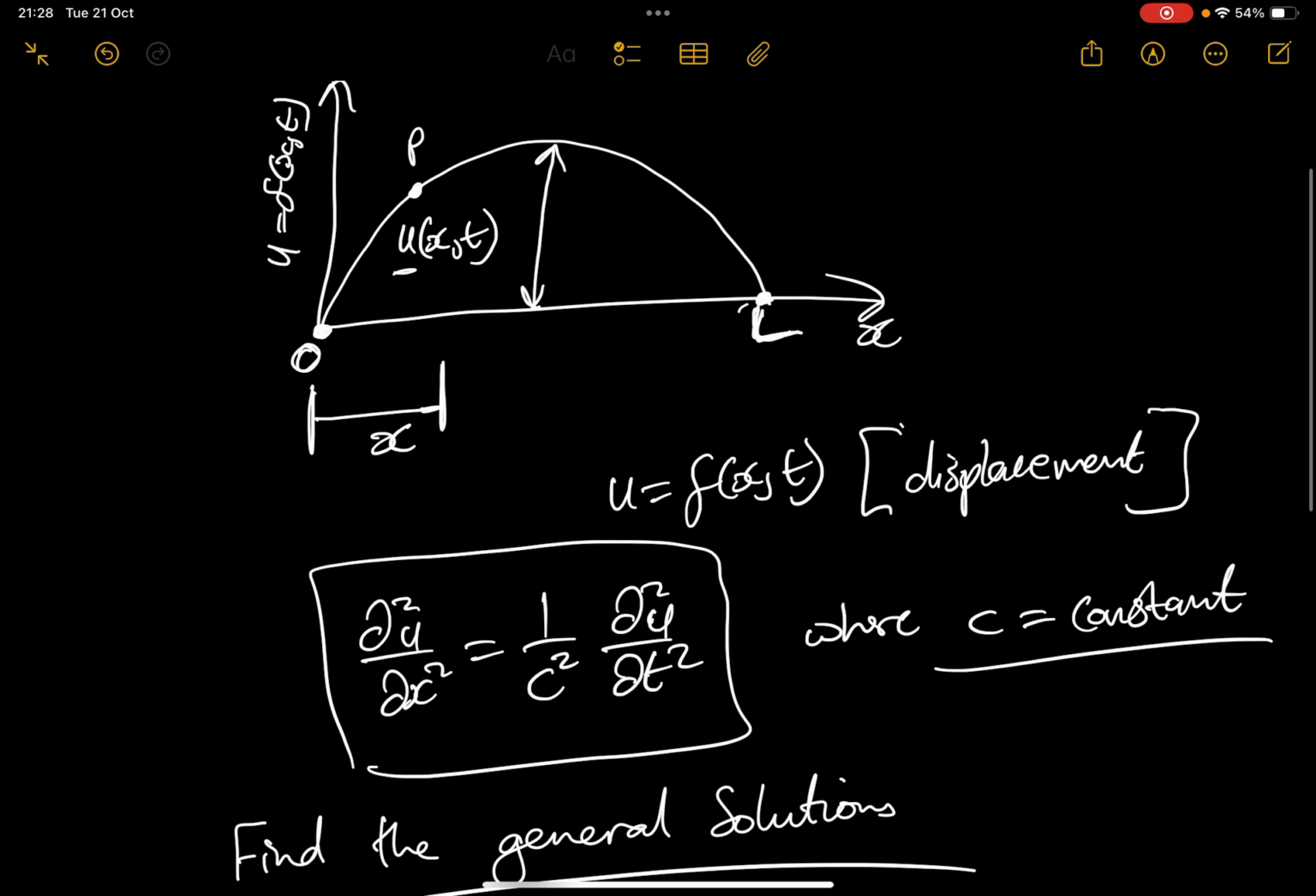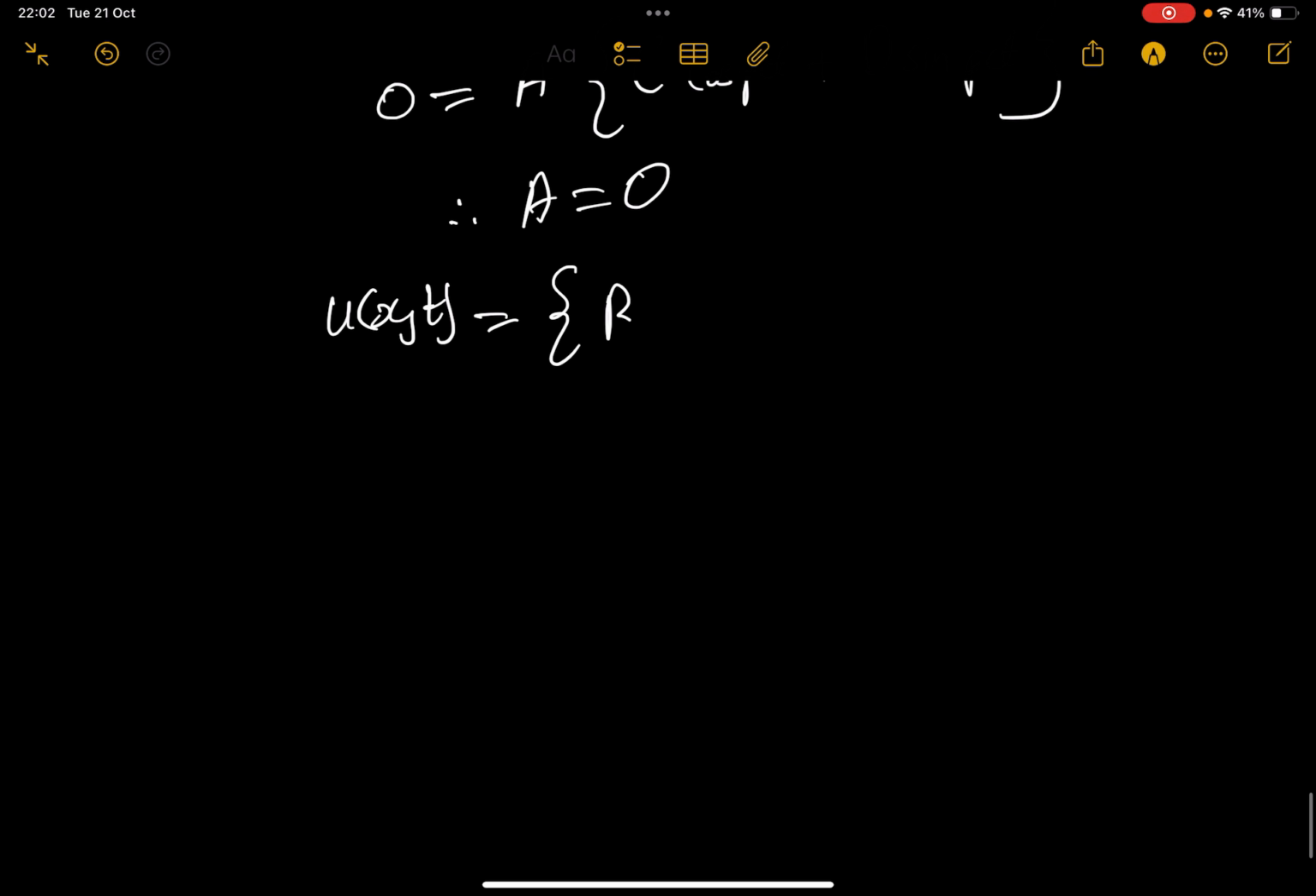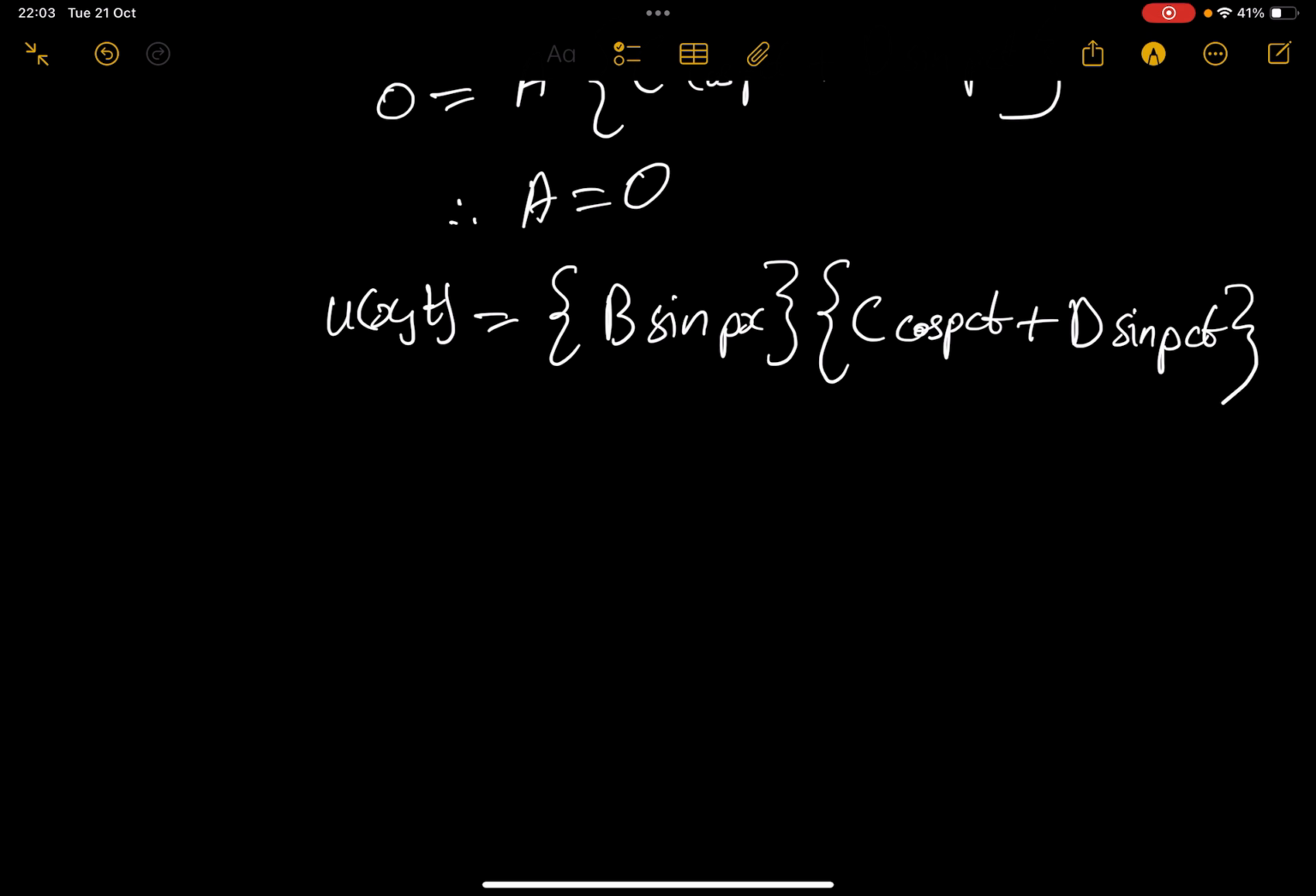So if a is equal to 0, let's rewrite this to show the simplified version. So x t is equal to, if a is equal to 0, we have b sine px, right? And then we are left with c cos pct plus d sine pct, like this.